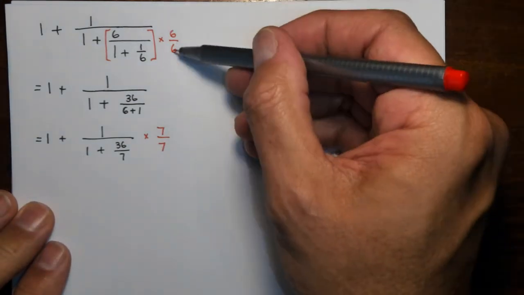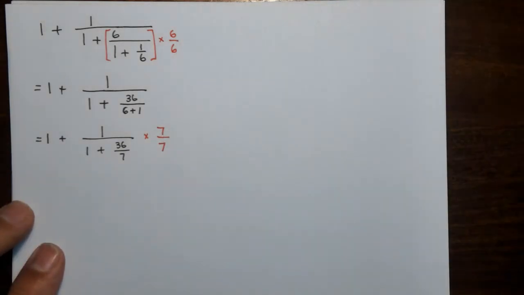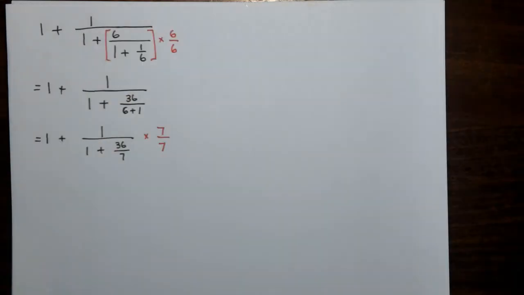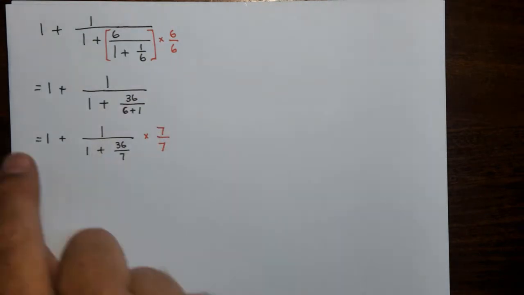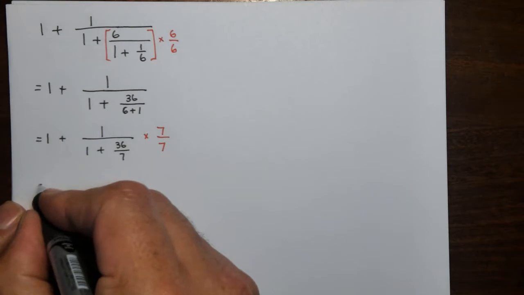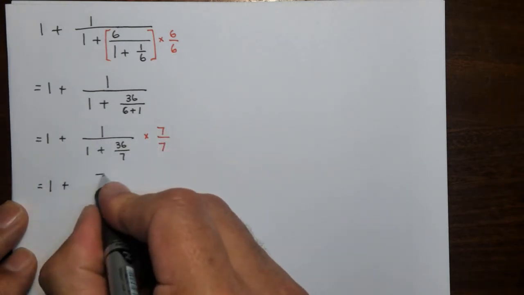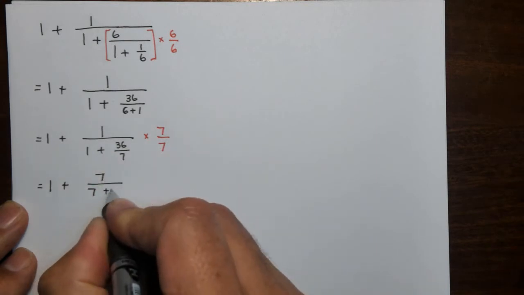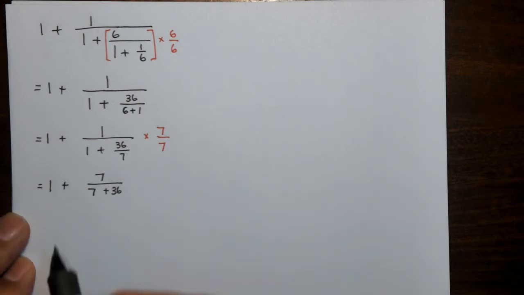Now notice, by multiplying with 6 over 6 and 7 over 7, and the previous one I multiplied also with 6 over 6, I'm multiplying with 1. 7 over 7 is 1. So I'm not changing the value of any of these expressions in here. So 1 plus 7 times 1 is 7. 7 times 1 is 7 plus the 36. The 7 here cancels with that 7.